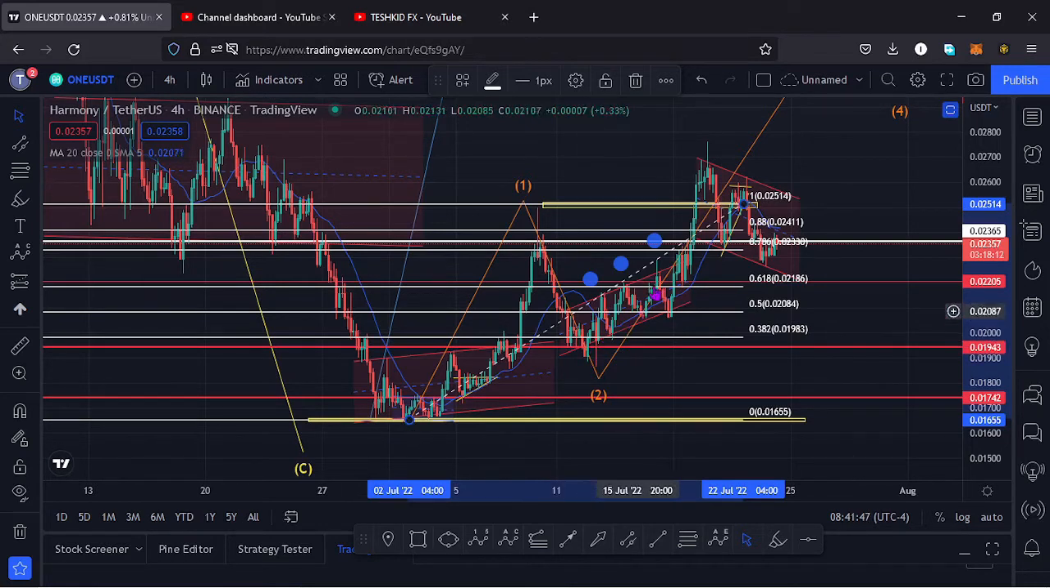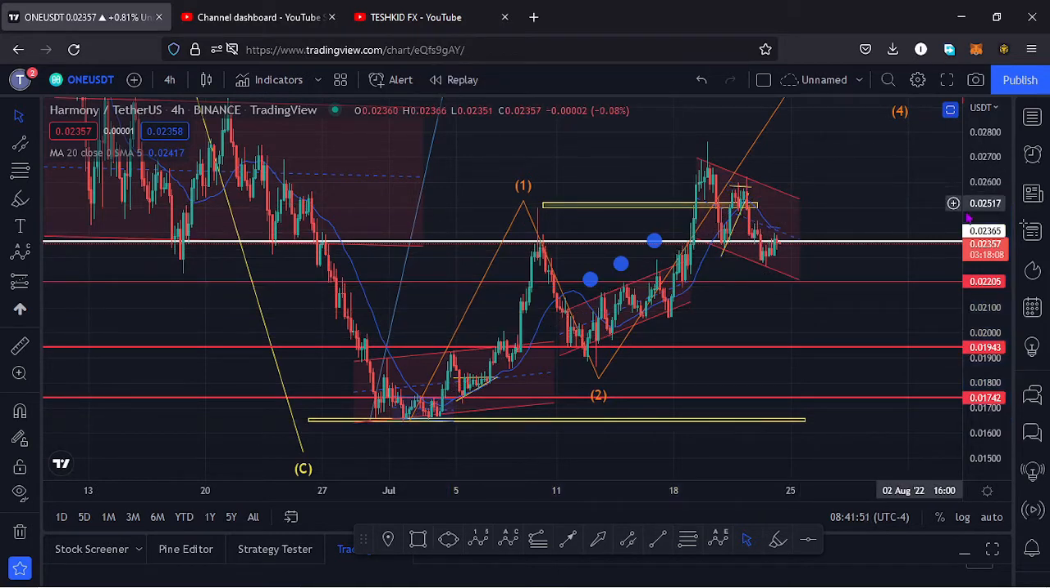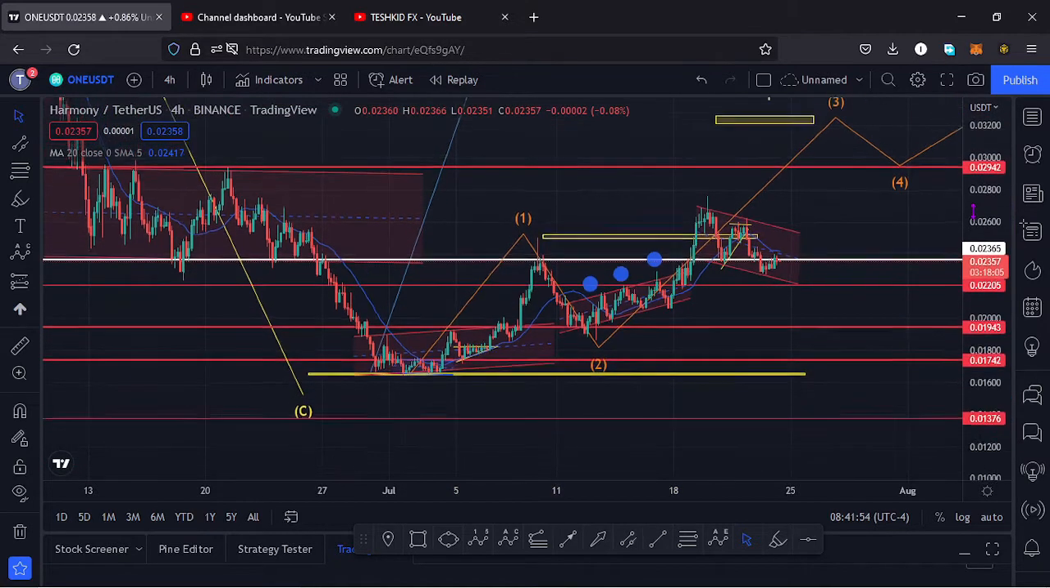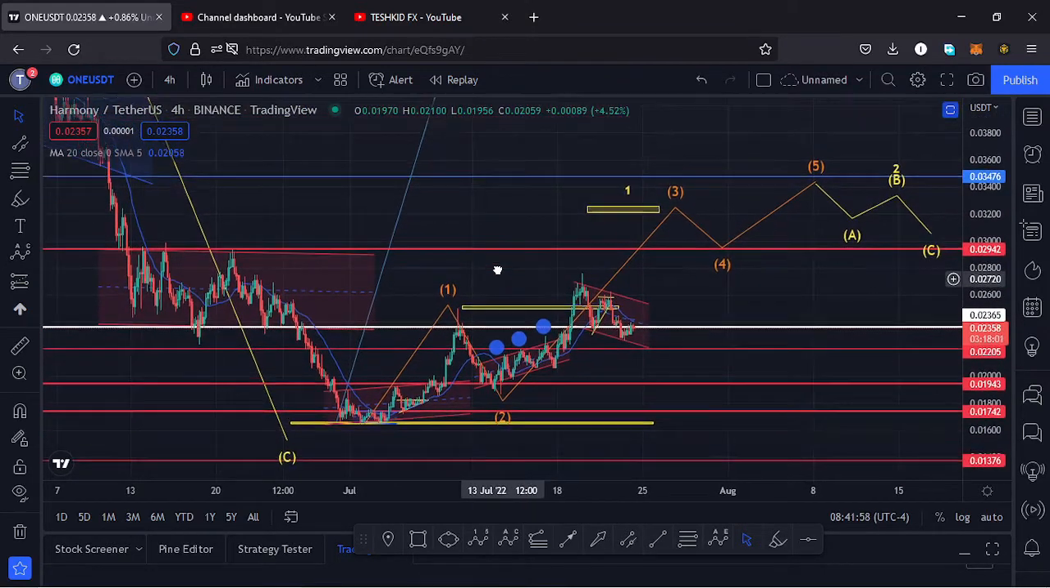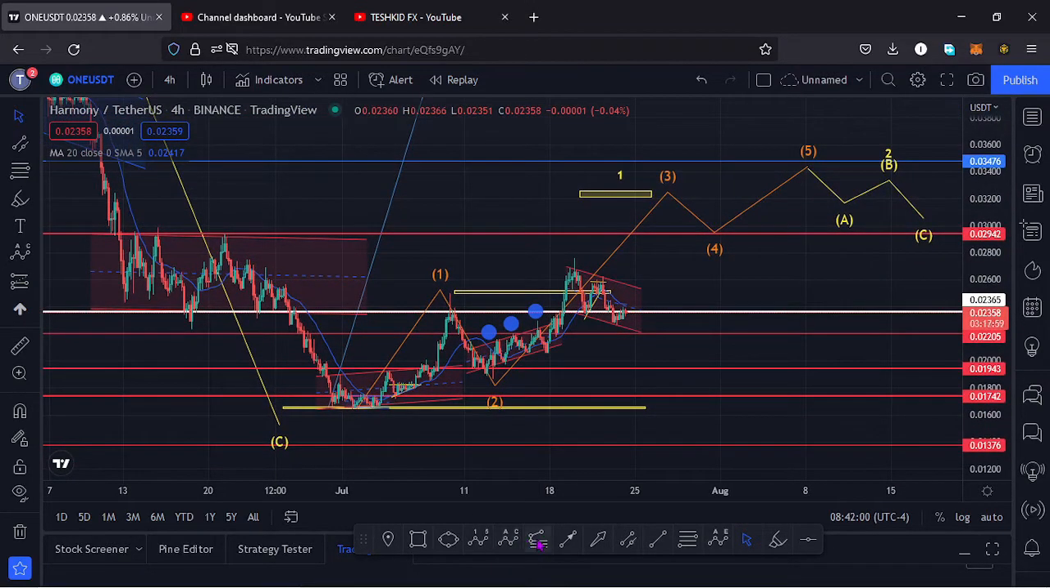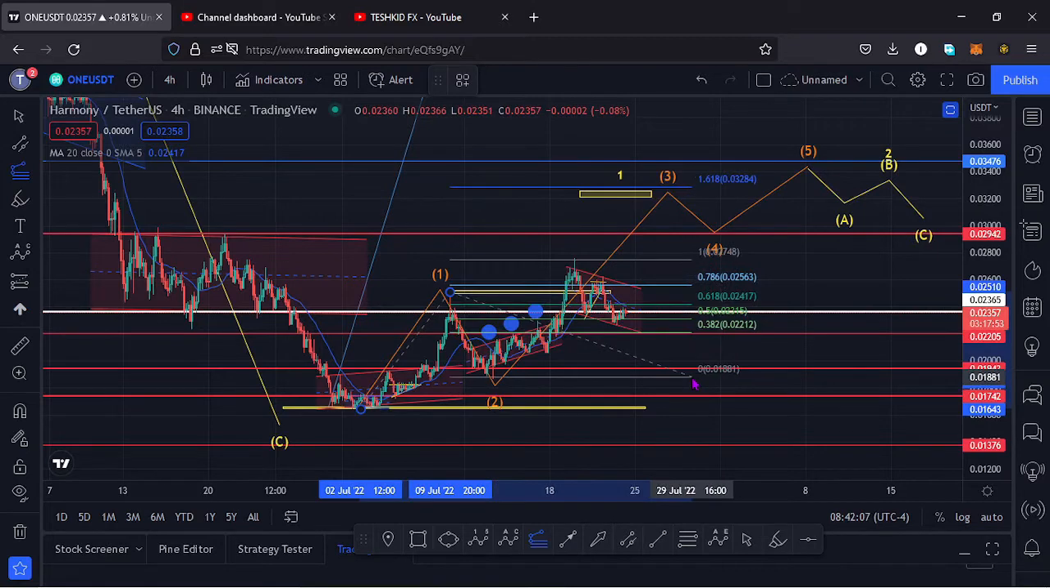Then we started pushing to the upper side, and in that movement to the upper side, I believe that is wave 3 that is in formation. And to get the target area, I'll be using the trend-based Fibonacci to get the target area for that wave 3, connecting the high for the wave 1 to the low of the wave 2.